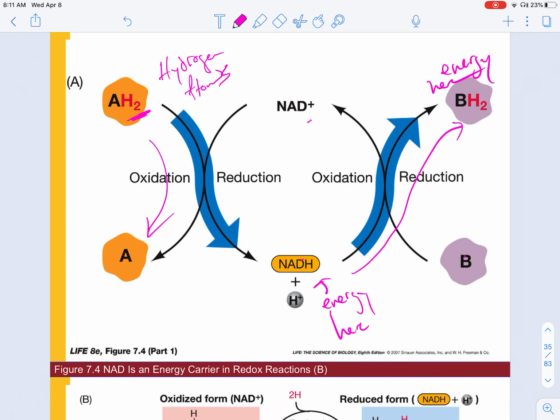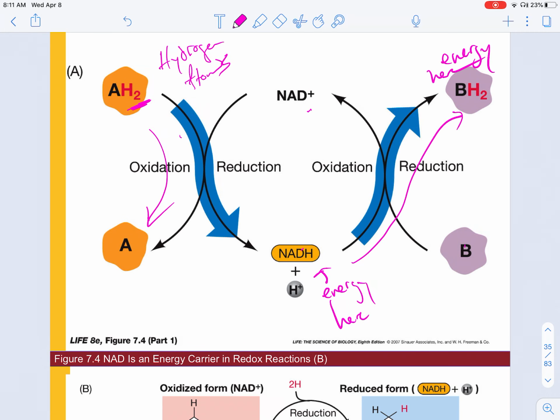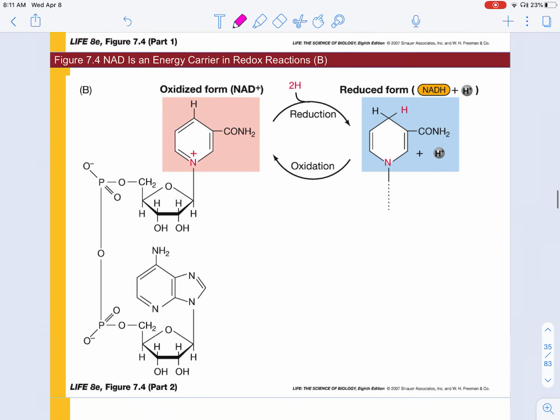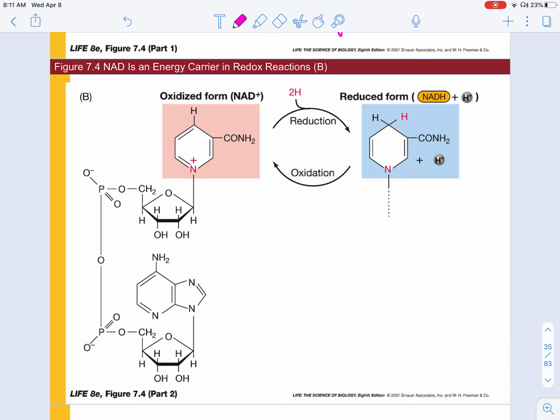So NADH is an electron carrier because its job is simply to pick up electrons and then shove them off someplace else. And it just cycles between this oxidized form and the reduced form. And then this is a look at this.